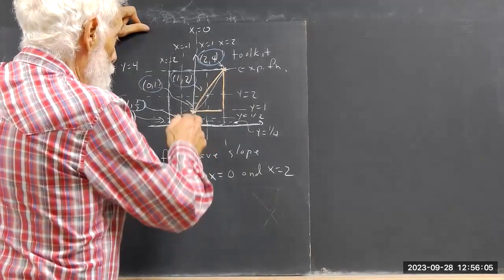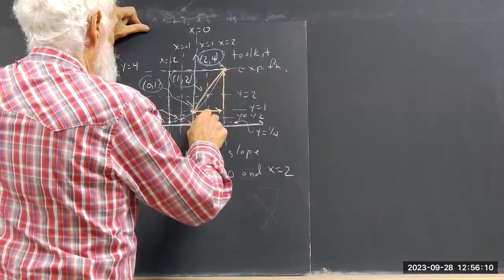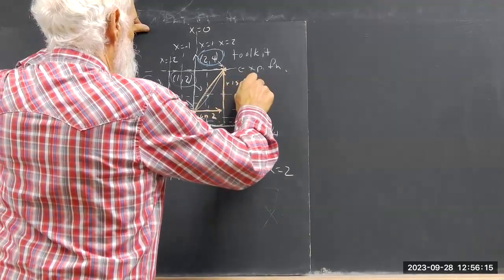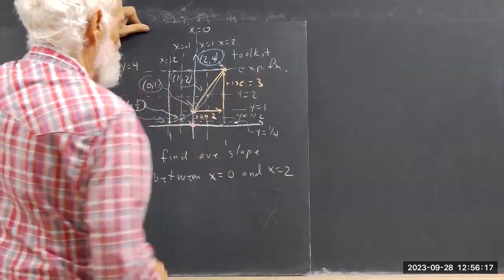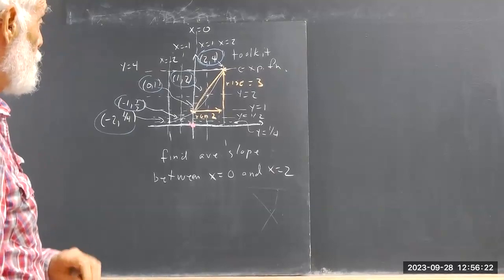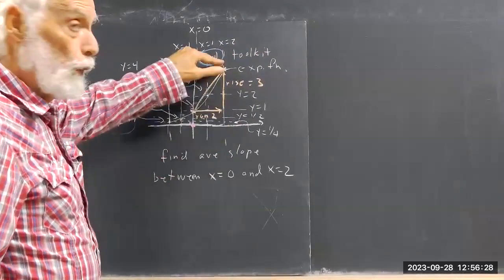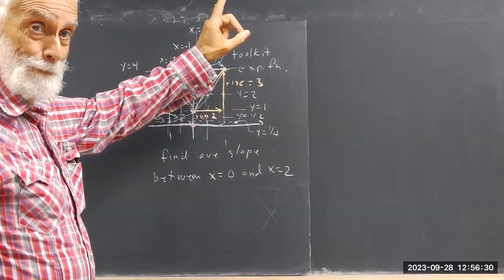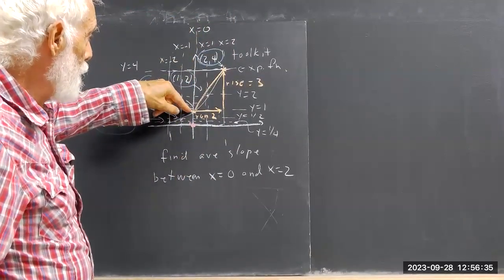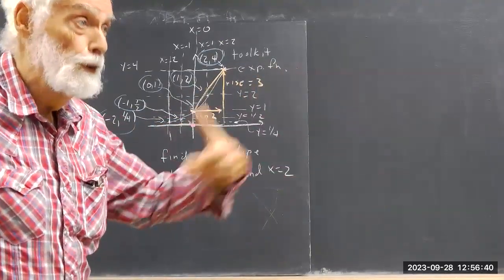Between here and here, the run is 2 and the rise is 3. Right? Why is the rise 3? Because you go from the y equals 1 line up to the y equals 4 line. From 1 to 4 is plus 3. Why is the run 2? You go from the x equals 0 line, which is the y-axis, to the x equals 2 line, and that's a run of 2. From 0 to 2, you've got to run 2 units.